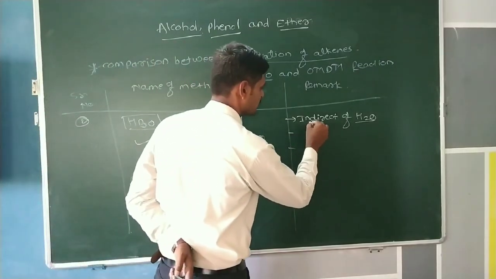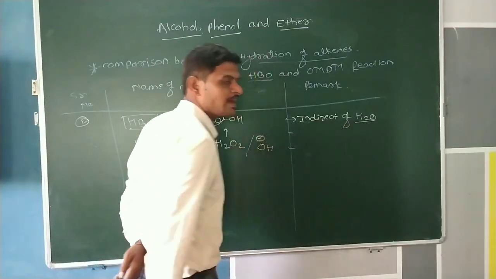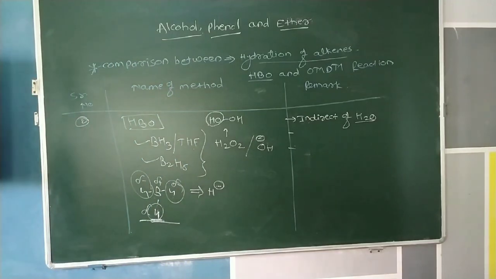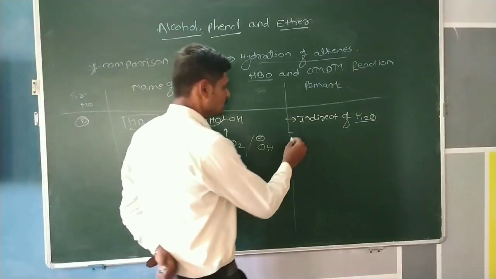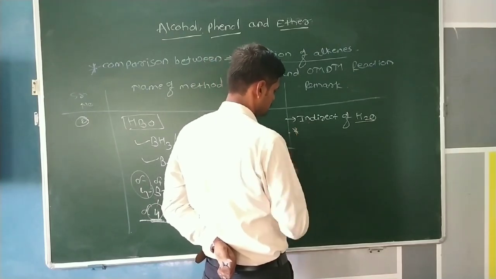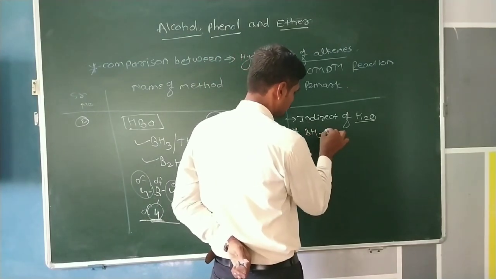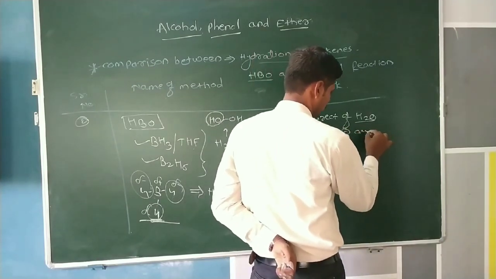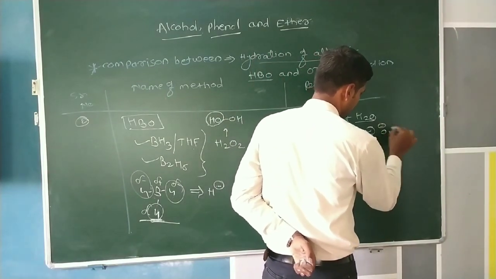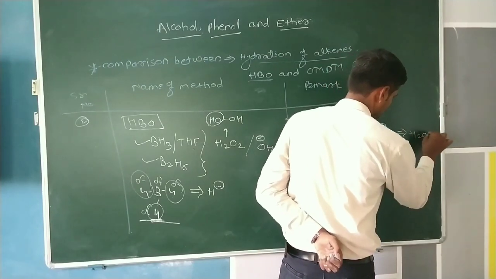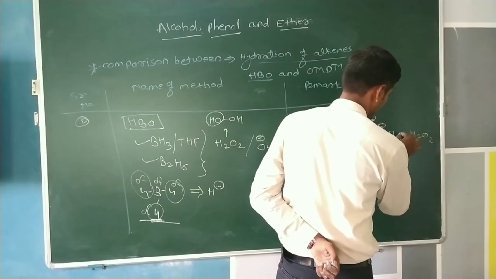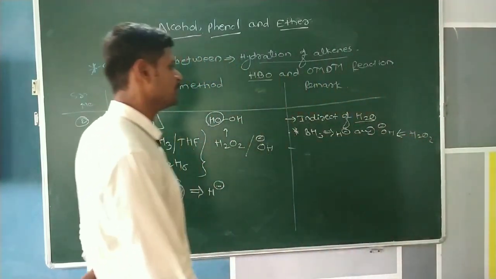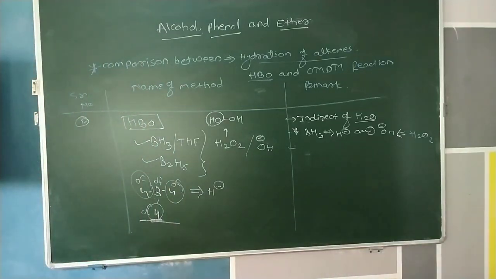Therefore, in this reaction there is an indirect addition of a water molecule. In this step, BH3 gives H minus and the peroxide gives OH minus.